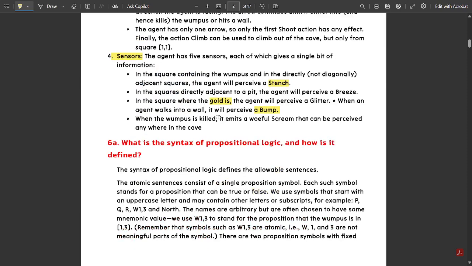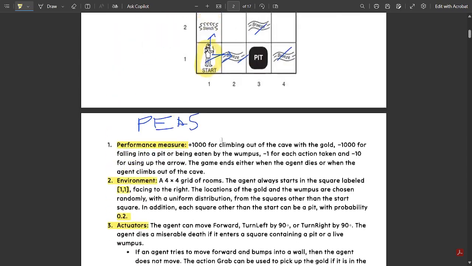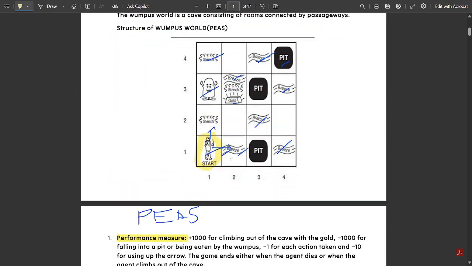When the Wumpus is killed, it emits a woeful scream that can be perceived anywhere in the cave. That is, this is one more part. For example, if you are moving, what are the chances of the Wumpus getting killed here? Whether it falls into a pit or whether it attains a breeze and goes somewhere out of the cave, out of this box. Okay, those are the two possibilities where the Wumpus would be killed. If it is killed, the scream would be perceived in the complete cave, and you would identify that the Wumpus is killed, so that your path of reaching the destination would be slightly easier.